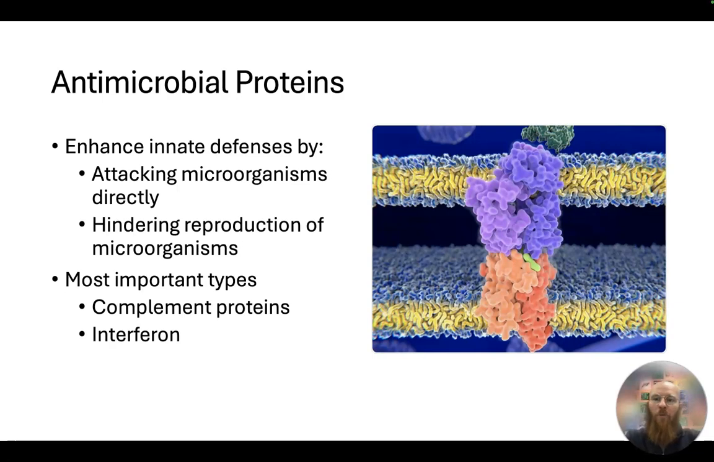We've got antimicrobial proteins. These come in two forms: your complement proteins as well as your interferons. These basically will help enhance your innate defense. They help attack certain microorganisms directly. They also hinder any sort of reproduction of microorganisms. So they both attack ones that they notice and they also stop them from proliferating.